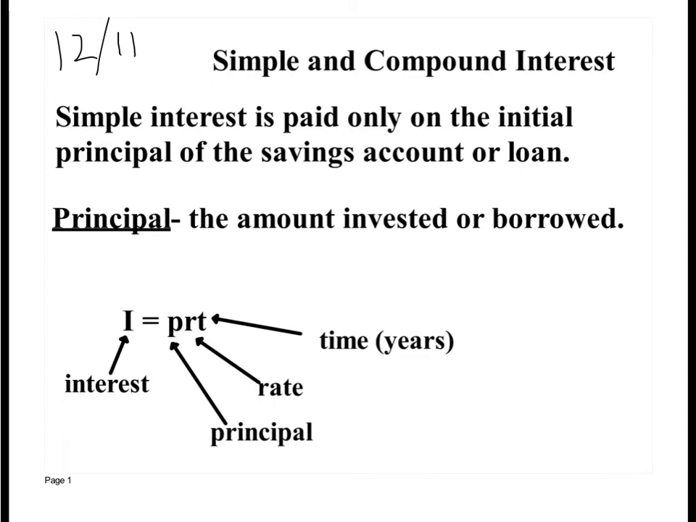All right? Simple interest. It's paid only on the initial principal of the savings account or loan. The principal is the amount invested or borrowed. That's what you got to know. How much did you borrow or how much did you put into that account? To find interest, you use this formula. I equals PRT. Interest for that year is the principal times the rate times time, which time is always in years. Do not forget that. Time is always in years.